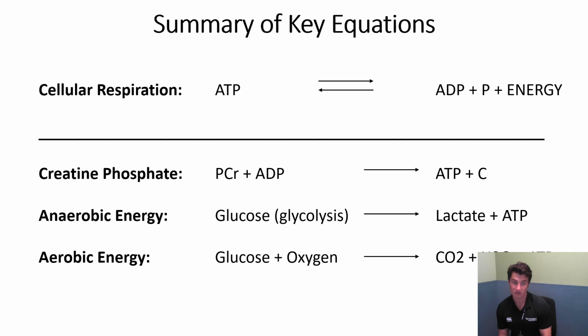Creatine phosphate, our creatine phosphate system. So we've got phosphocreatine plus adenine diphosphate makes ATP plus creatine. Then we have our anaerobic energy, which is splitting of glucose. The term is glycolysis, and that produces lactate plus ATP. And our aerobic energy, which is glucose plus oxygen, produces CO2, H2O, and ATP. These are a very basic summary of those key equations.